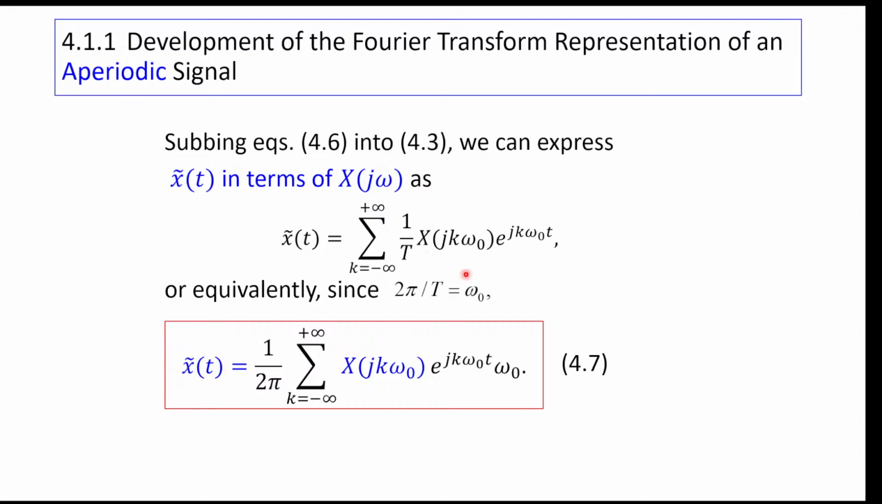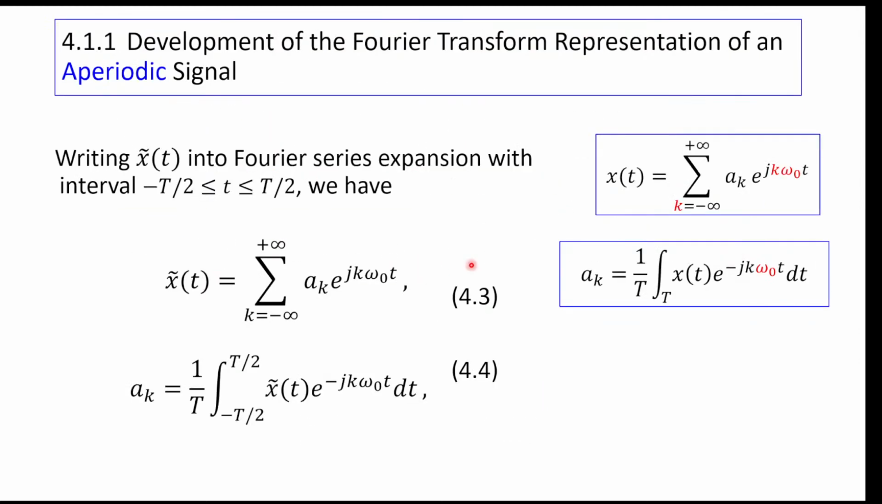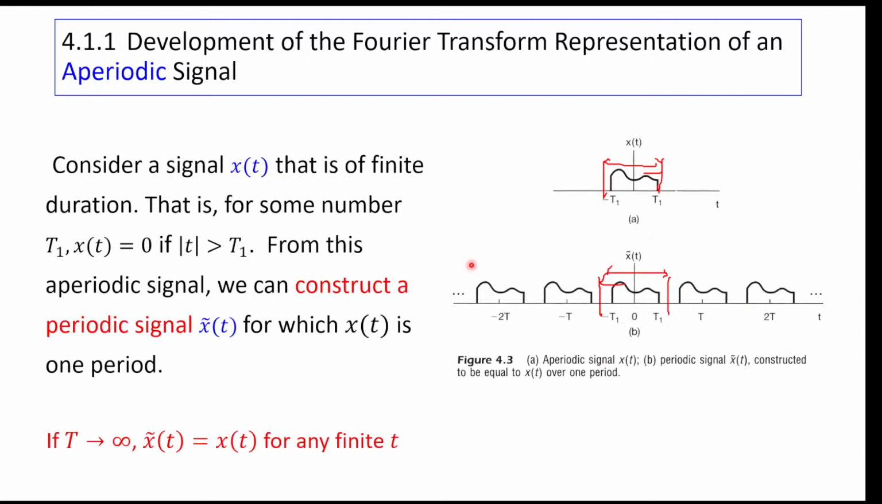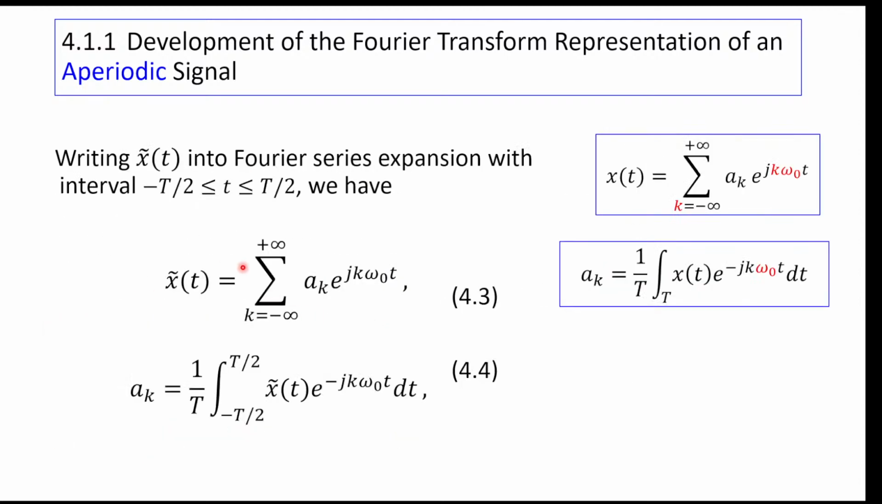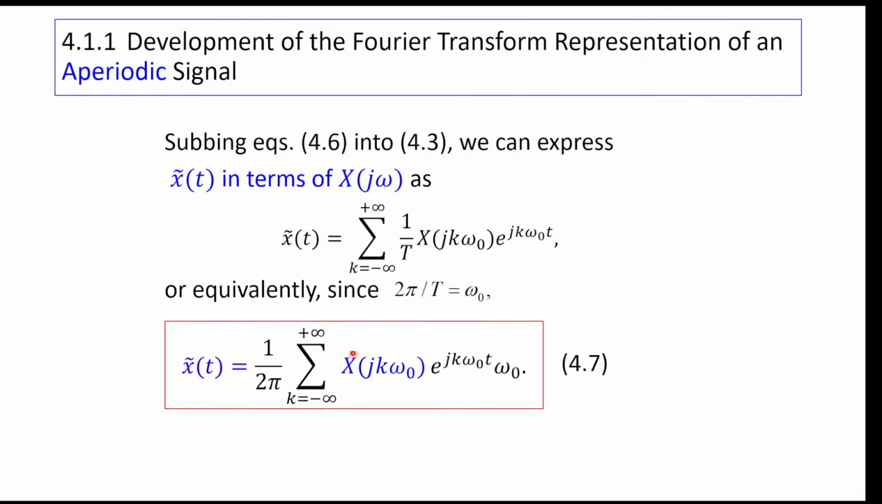The synthesis equation says that x tilde of t is the summation of a_k e to the jk omega naught t. And we have a_k in terms of big X, and we have x tilde in terms of big X. So it's 1 over T big X e to the jk omega naught t.